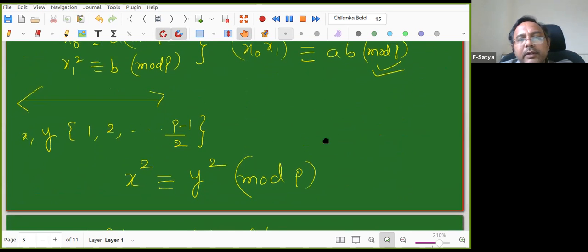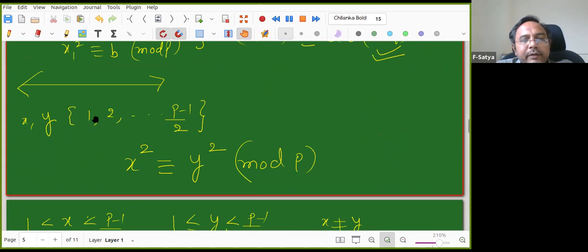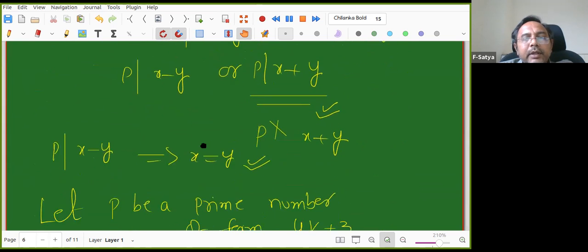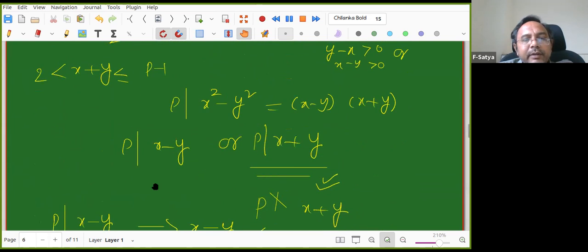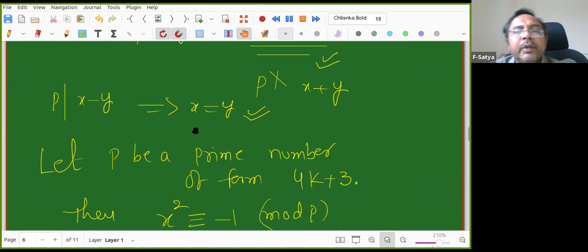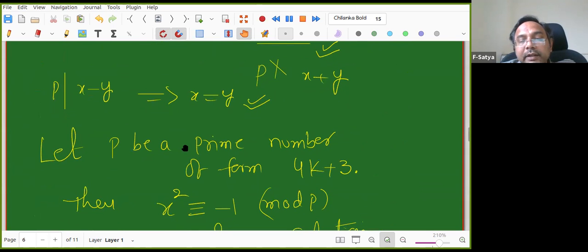Later we observed that in order to find the quadratic residues, it is sufficient to look at 1 up to (p minus 1) by 2 and square them. Exactly those are the quadratic residues, because if you take any two of them and square them, they are automatically distinct. That we proved: if they are equal, then p divides their difference, so x equals y. So to find quadratic residues, I simply square 1, 2, up to (p minus 1) by 2 and do modulo p. But when p is very large, finding them that way is difficult.